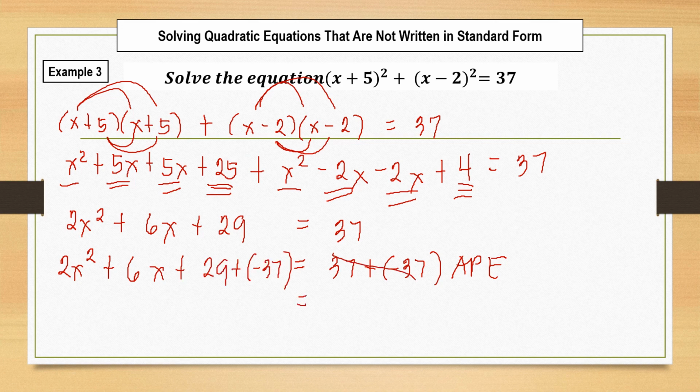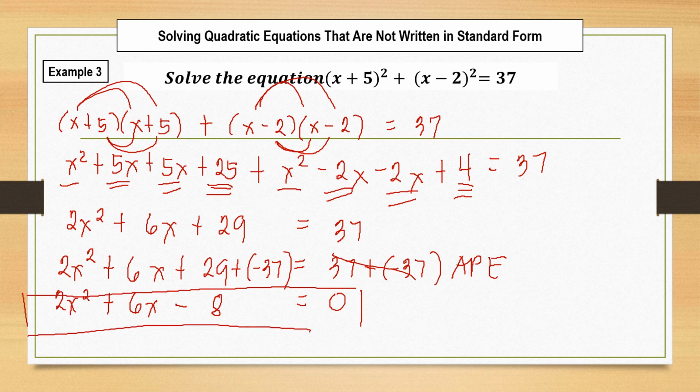So this now will become 0. And on the left side, we have 2x squared plus 6x plus 29 plus negative 37 is equal to negative 8. The equation now is written in standard form. So before we can solve, we can still reduce the given equation. Divide the entire equation by 2.